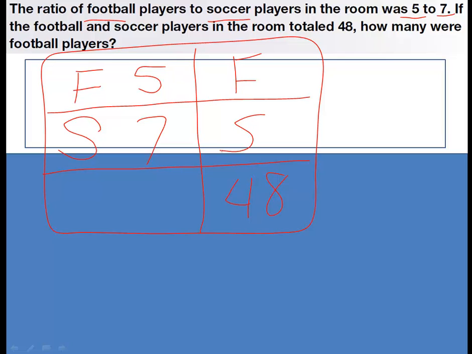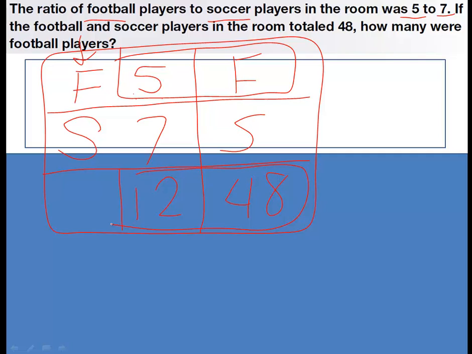I don't need that additional part here, but that's okay. I like to do it that way. Now I've got to have my total. So 5 plus 7 is 12. So 12 is the total. Now it says how many were football players. So I need to find football players. So I need this box here, and I need this box here.